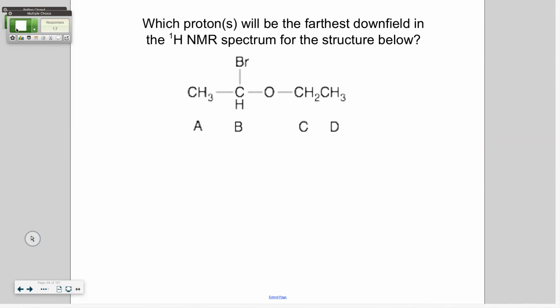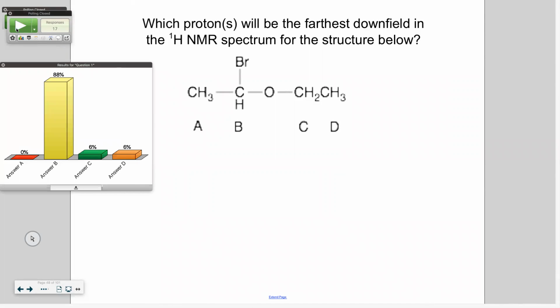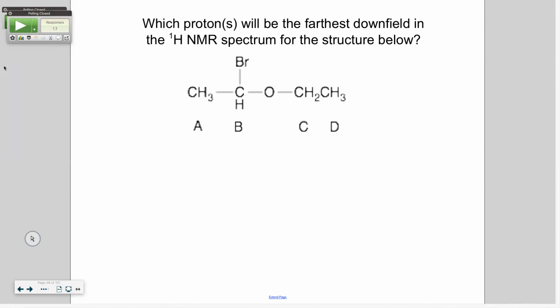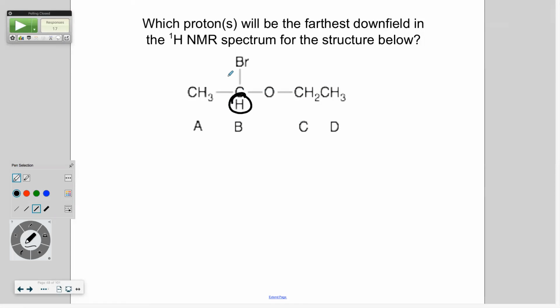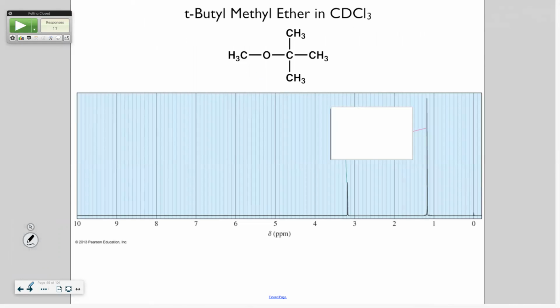Okay, we're all up there, and we all got it right, right? Almost. It's a B. Why is it B and not C? It's next to the bromine and the O. It's affected by two things. Which one is the farthest upfield? D. Good. All right, you're getting it. You got to start somewhere.